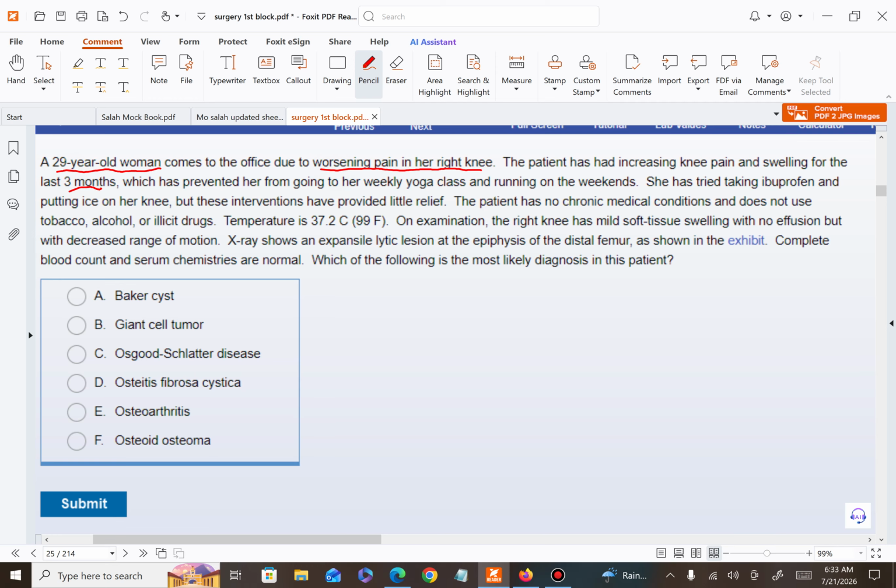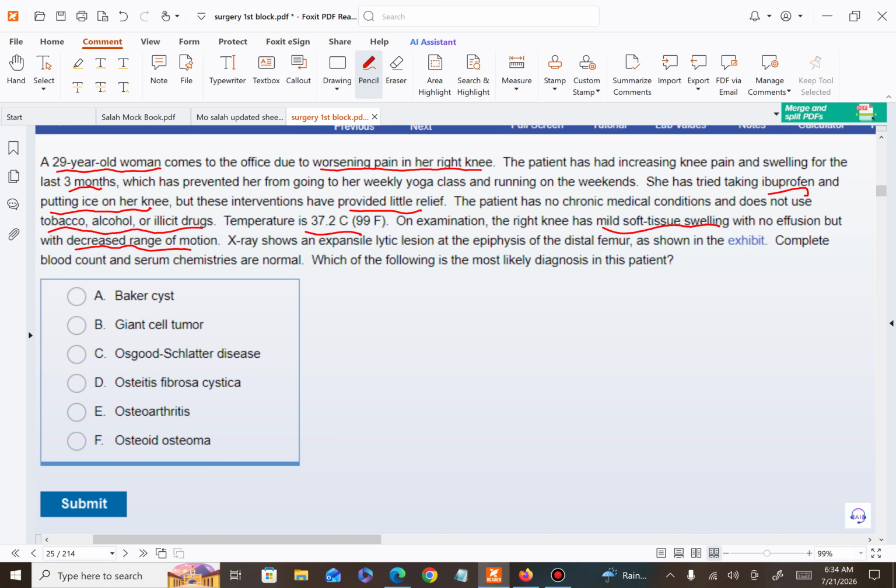She has tried taking ibuprofen, which is an NSAID, and putting ice on her knee, but these interventions have provided little relief. The patient has no chronic medical condition and does not use tobacco, alcohol, or illicit drugs. Temperature is 37.2 degrees C. On examination, the right knee has mild soft tissue swelling with no effusion and with decreased range of motion. So, soft tissue swelling and decreased range of motion.